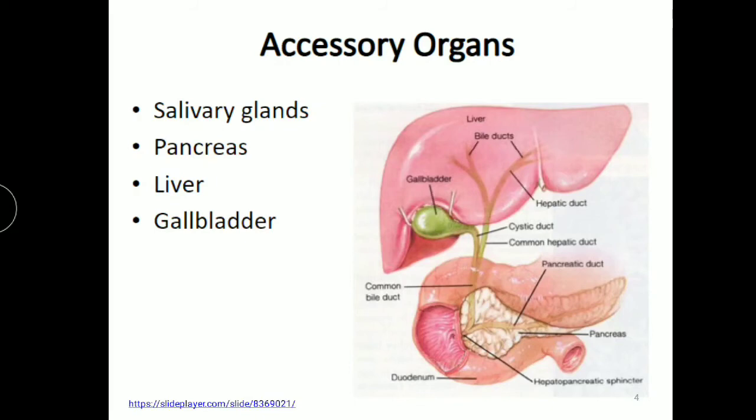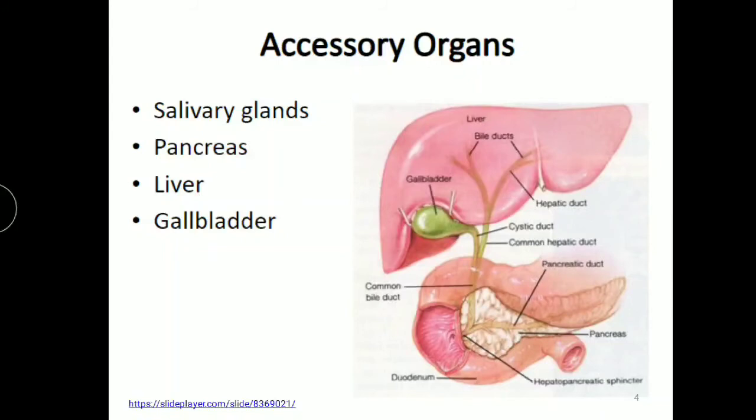Accessory organs of the digestion are the glands and the organs that facilitate the process of digestion. Food that is chewed in the oral cavity, then swallowed, ends up in the stomach, where it is further digested, so its nutrients can be absorbed in the small intestine.